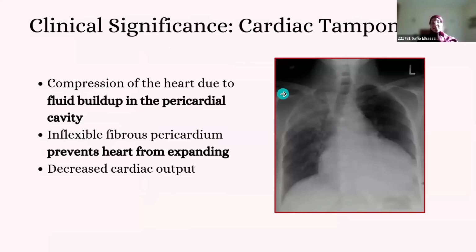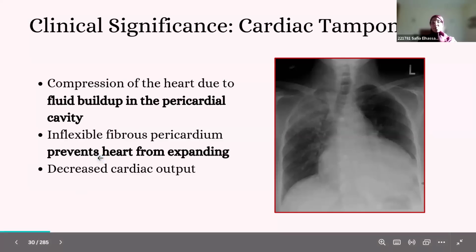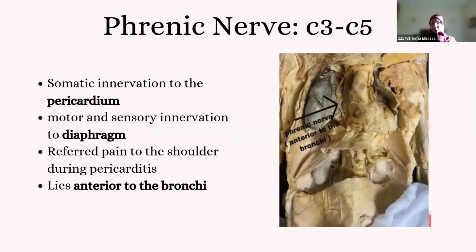So this is cardiac tamponade. Do you guys remember the pericardial cavity that we talked about earlier that was between the visceral and the parietal layers of the serous pericardium? So when there is fluid buildup in that cavity, it's going to compress the heart because the fibrous pericardium on the outside is very inflexible. It won't allow the heart to expand. So now you have all of this fluid and it has nowhere to go. So it's going to push on the heart and therefore it's going to affect the heart's movement and decrease the cardiac output. The heart won't be able to fill up effectively.